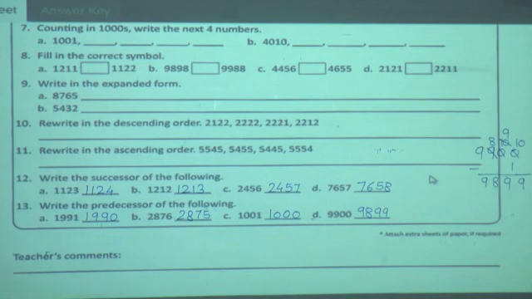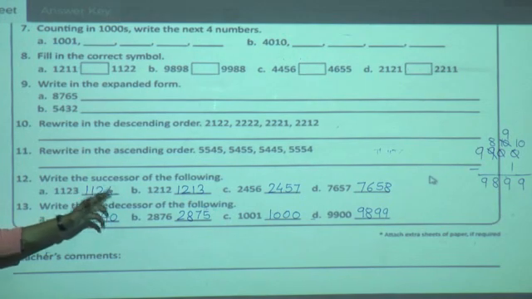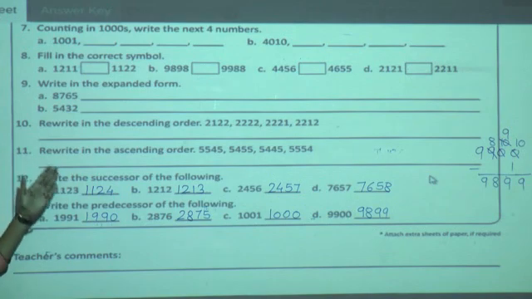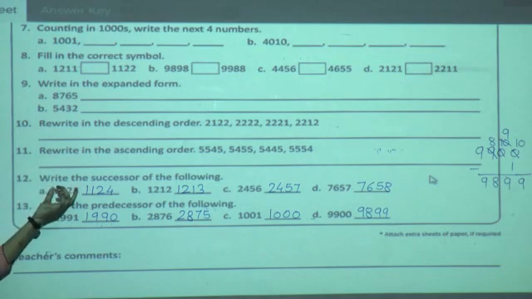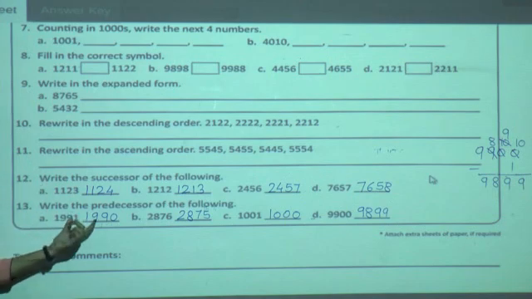For predecessor, what do we have to do? We have to subtract 1 from the given number. And for the successor, what do we have to do? We have to add 1 in the given number, or else successor means we have to write its after number. After number means we have to add 1 in the given number, then we will get its successor. And for predecessor, we have to subtract 1 from the given number, or else we can write its before number.